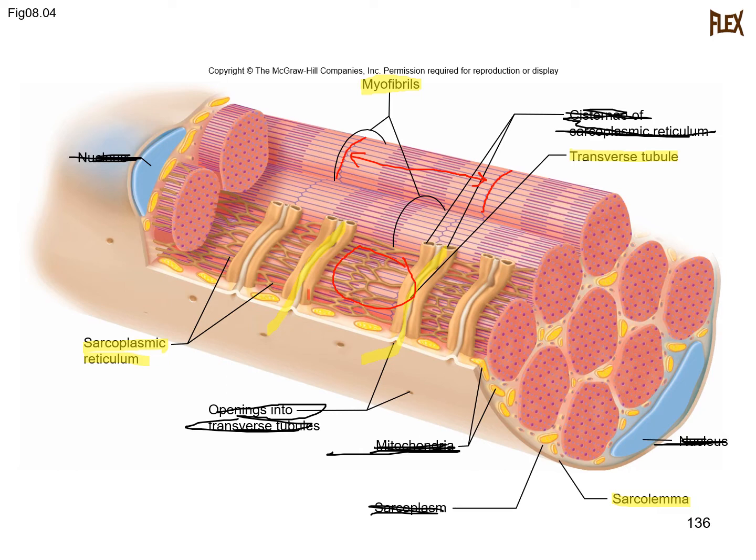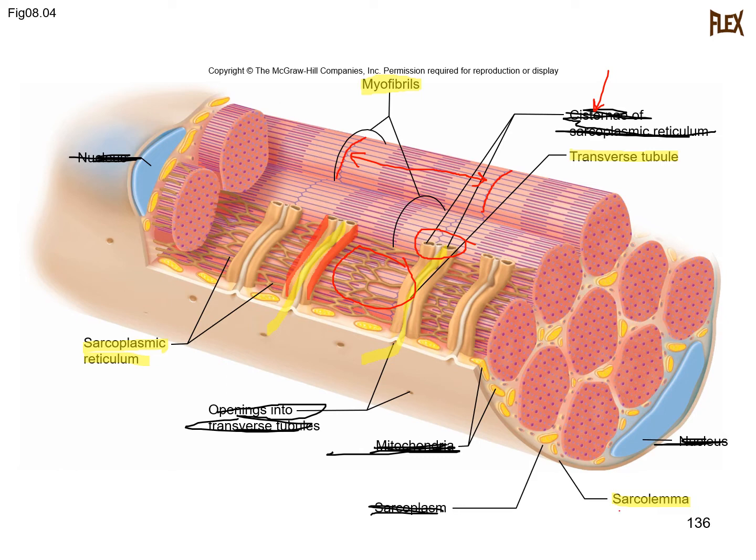Now, on either side of the transverse tubule is an enlargement of the sarcoplasmic reticulum, which up here is the cistern of the sarcoplasmic reticulum. All I want you to know outside of the transverse tubule, anything about these three, is that they're called the triad.